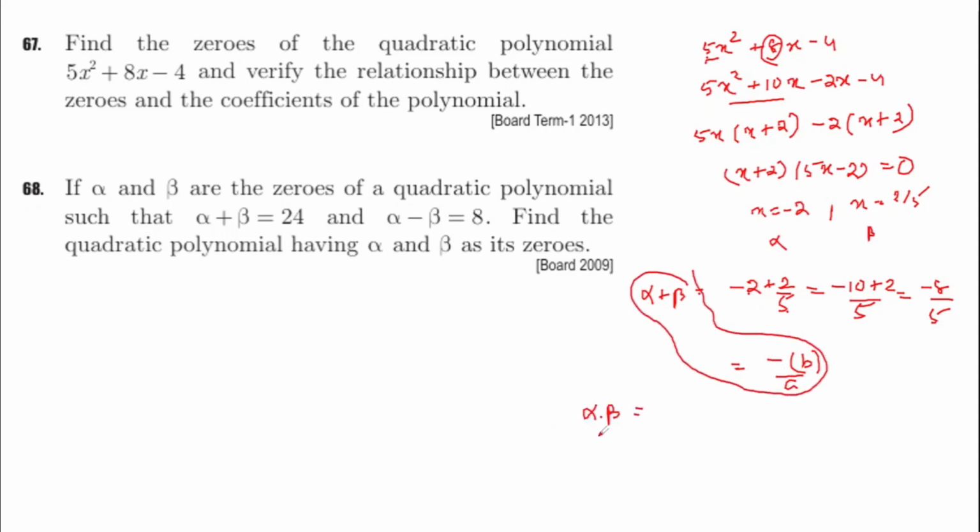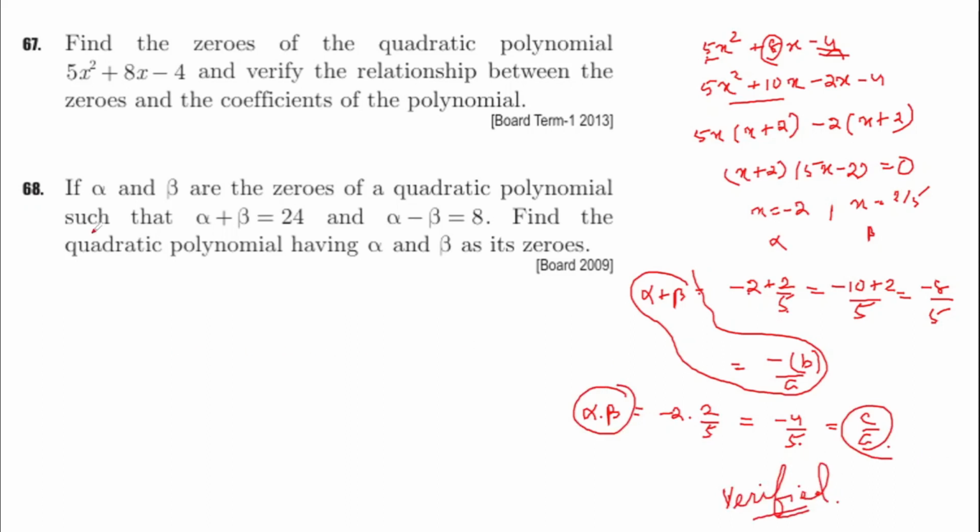So if we want to find alpha into beta, then alpha is minus 2 and beta is 2 by 5. If I multiply this, this will give you minus 4 by 5. Now this minus 4 is nothing but c, so in place of minus 4, write down c. And this 5 is a. So you get that alpha into beta is equal to c by a. And hence verified.